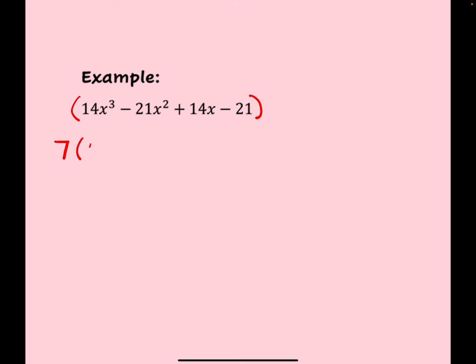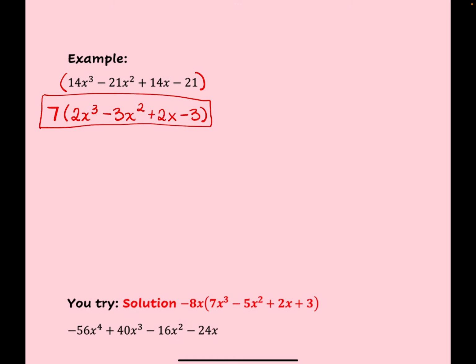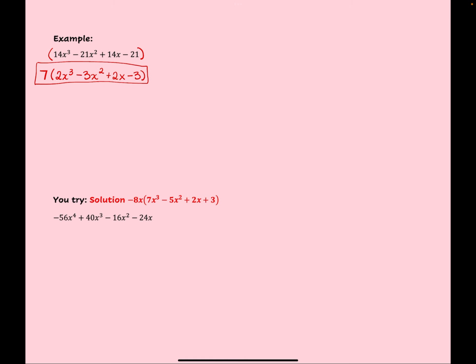So 14 divided by 7 would leave me with 2, x to the third. Negative 21 divided by 7 would be negative 3, x squared. Positive 14 divided by 7 would leave me with positive 2x. And negative 21 divided by 7 leaves me with negative 3. Again, I could not take out an x because they didn't all have an x available. Okay, so always look at the one that has the smallest and start working with that value. Okay, there's one for you to try. See how you do on that one.